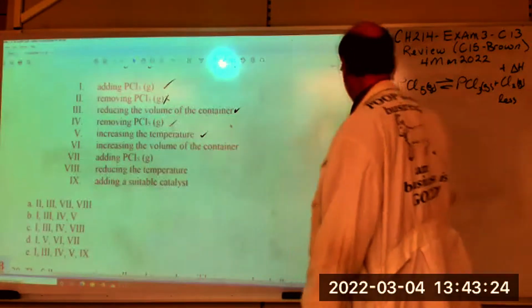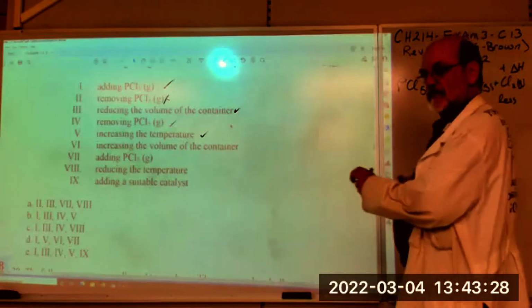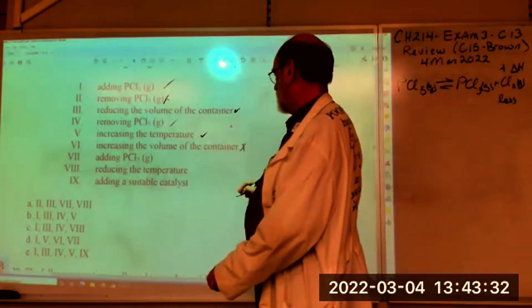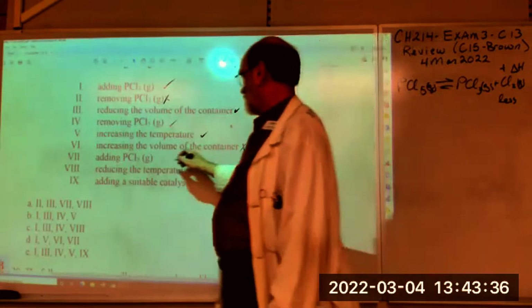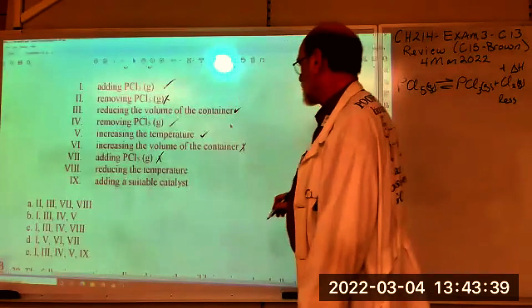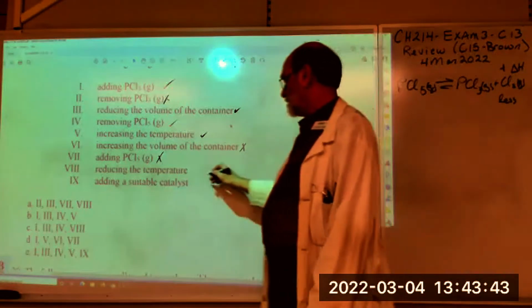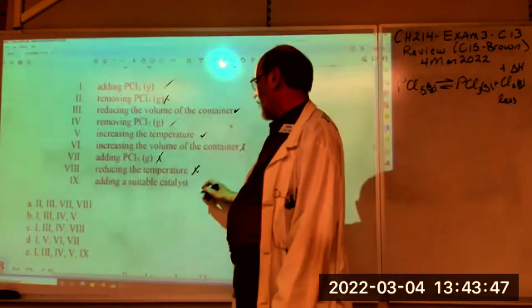Increasing the volume of the container would make more chlorine, wouldn't it? Adding PCl5 makes more chlorine. Reduce the temperature, it would make more chlorine. Adding a suitable catalyst has no effect.